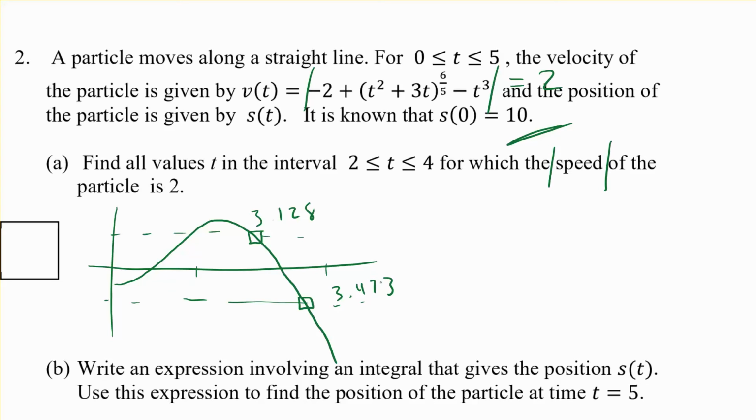which, since the speed at negative 2 is 2, is 3.473. So this one would work out to 2 points: 1 point for both answers, and then 1 point for considering the absolute value. So if you just put the 3.128, you really got 0 out of 2.